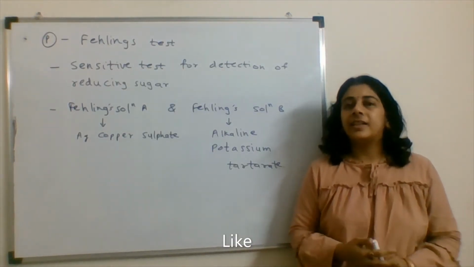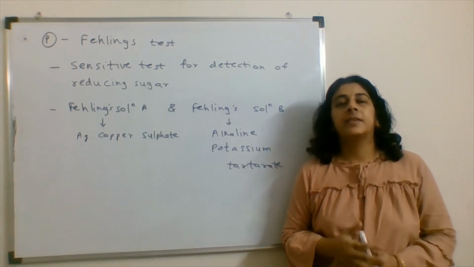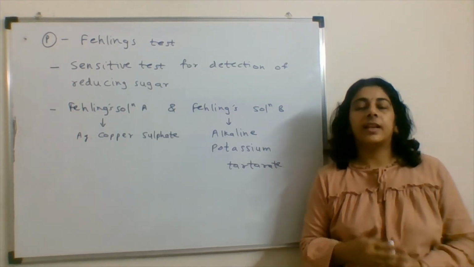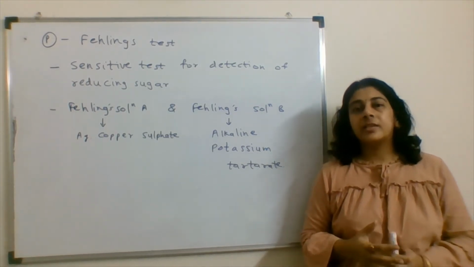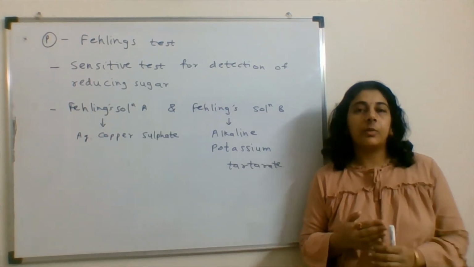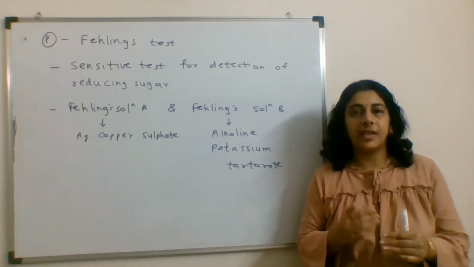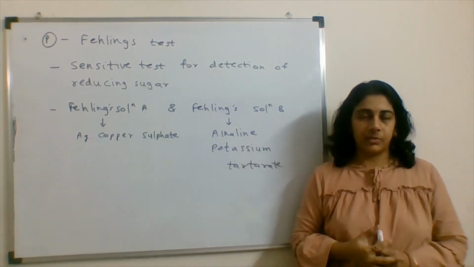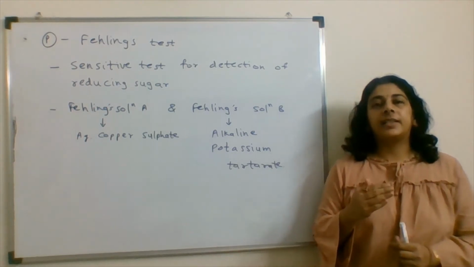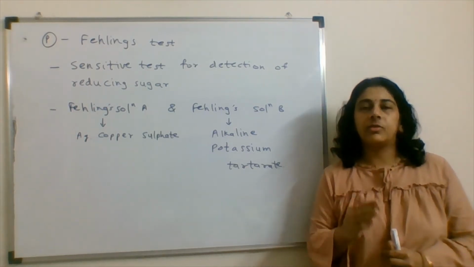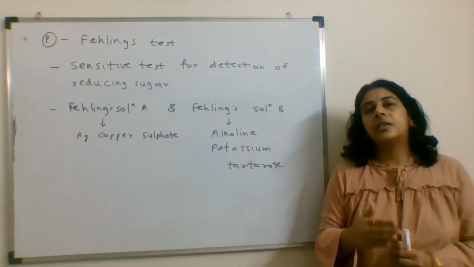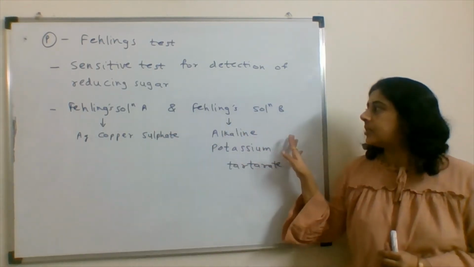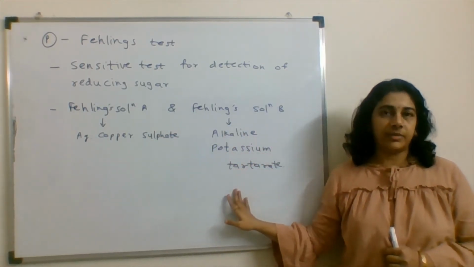Okay, so starting our discussion with Fehling's test. This is the first point given in our question. This is a test basically to detect the reducing sugar. What is reducing sugar? The sugar which is having a hydroxyl group at its anomeric carbon atom. So to detect such sugar, Fehling's test is used. What do we do in Fehling's test? It has two solutions, solution A and solution B. Here solution A is an aqueous solution of copper sulfate and solution B is an alkaline potassium tartrate.